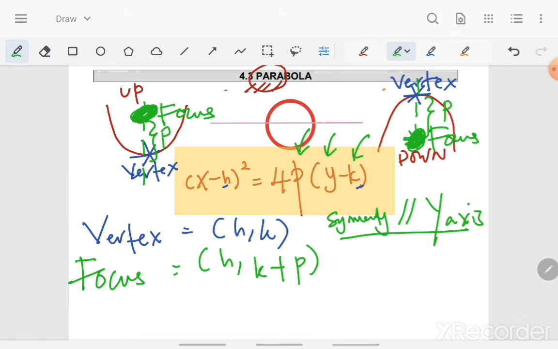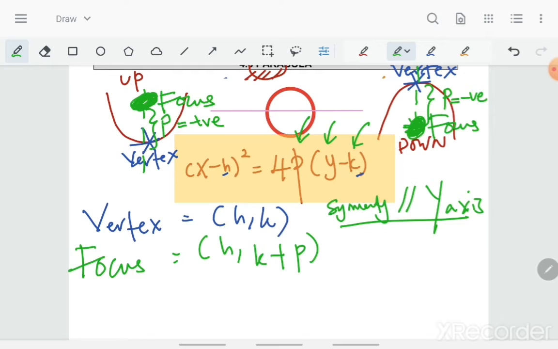So, P can have two values. If concave up, P equals a positive value. If concave down, P is a negative value. So the focus can be (h, k plus positive p) if up. If down, (h, k plus negative p). So do the adjustment to the P case only. Alright, so this is the case of the focus.